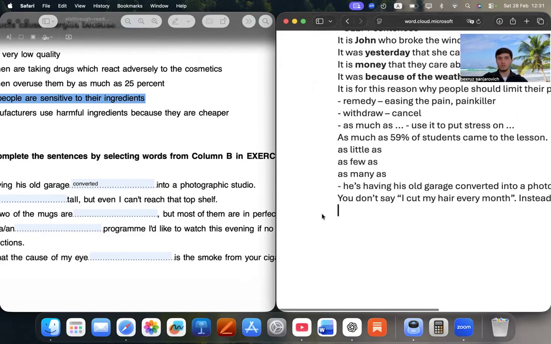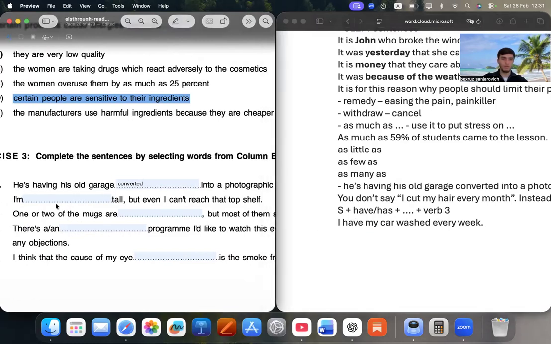So this grammar structure is used when you don't want to tell who is doing the action. Its formula is going to be subject plus have plus object and verb 3. You can say I have my car washed every week. You don't wash your car on your own, but somebody else does it instead of you.